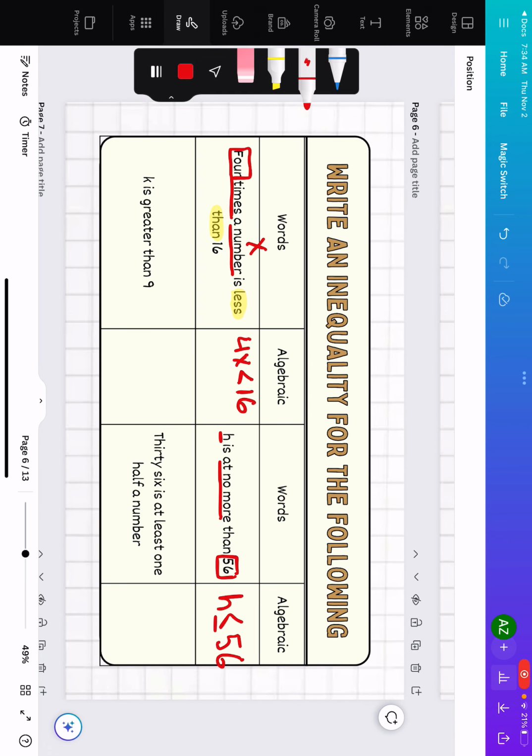Go ahead and work on the next two. K is greater than 9, and 36 is at least 1/2 a number. Remember, if it says a number, that's what your letter is going to be. We don't know what that number is. You have 1/2, so make sure you write it down. You have your other number, and this right here is your sign. Same here. This is your sign, greater than, and these are the two things that you're comparing.